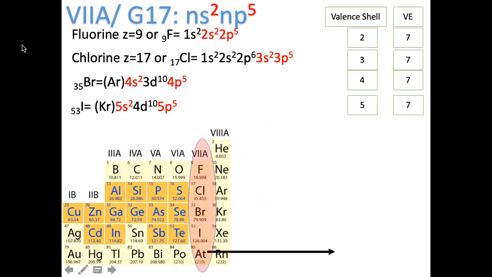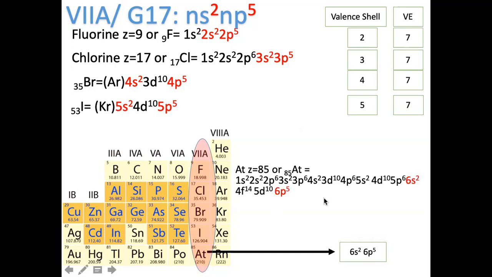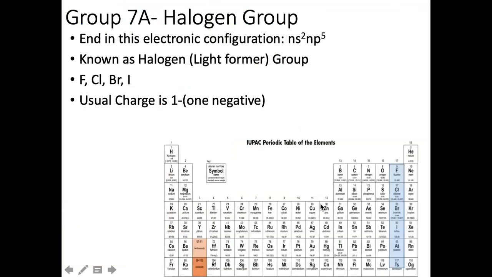Next would be the group 7A or the group 17, which is ns2 and p5. So here, look at the pattern. Same pattern. For the bromine and iodine, I'll just write the shorthand method. And look at the valence electrons. Once you add them, that is going to be 7. And so we're gonna have 6s2 and 6p5. Let's look now at the astatine electronic configuration, 6s2 and 6p5. So the ending of this electron configuration is ns2 and p5. They are known as halogens.